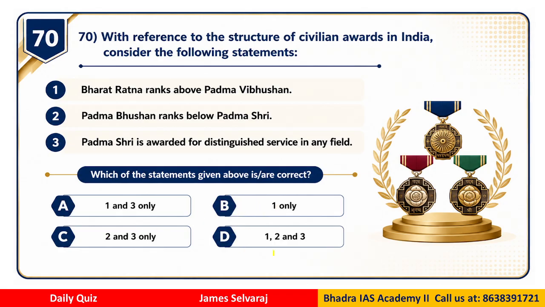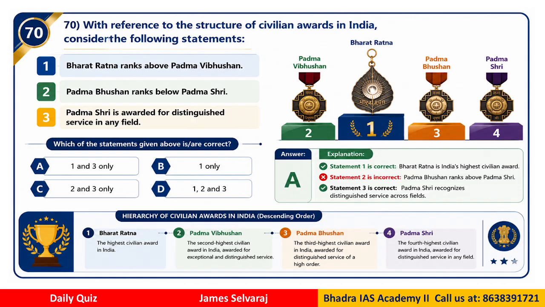So this is basically about the ranking and the hierarchy. So if you look at the hierarchy here, Bharat Ratna is the topmost, number 1, right? So look at it, try to understand it. Bharat Ratna is the topmost. Padma Vibhushan is number 2. Padma Bhushan is number 3 and Padma Shri is number 4. So which statements are correct? So your answer would be A, only 1 and 3 are correct. Clear?